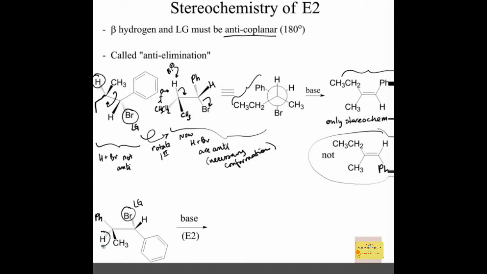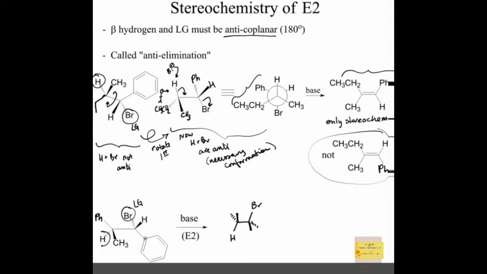And so are they anti right now? They're not anti right now. They're both dashes again. So let's rotate this. The easiest way to rotate this compound would be to bring that bromine slightly forward, bring that hydrogen slightly forward, so that they're both in the plane with one up and one down. Now let's fill in our dash and wedge that we know are here and see where those phenyl groups go.